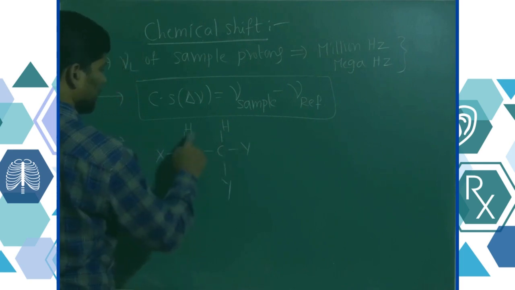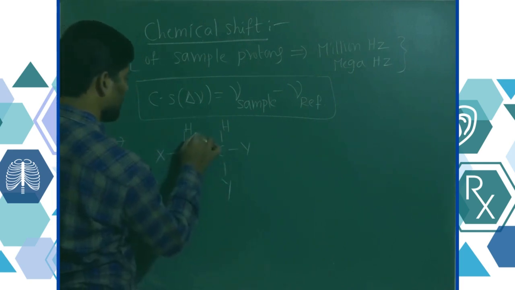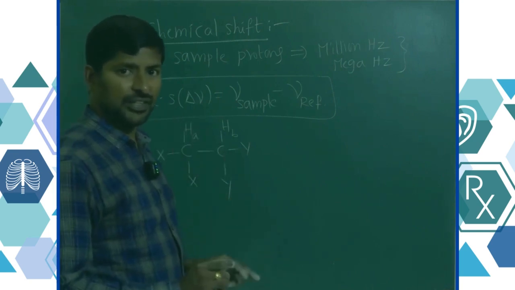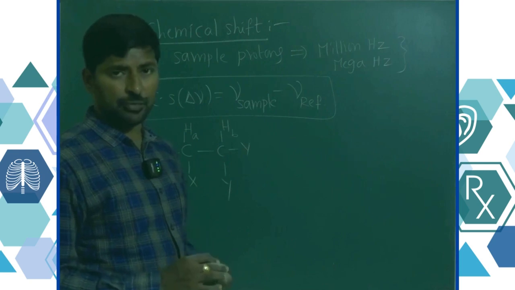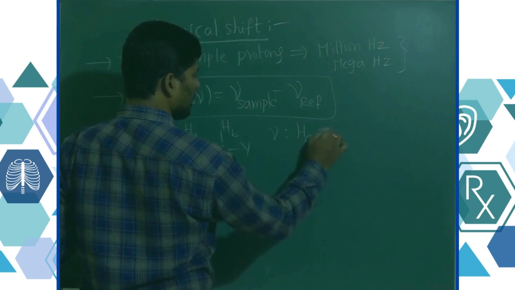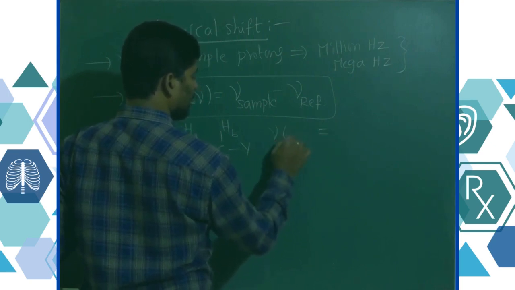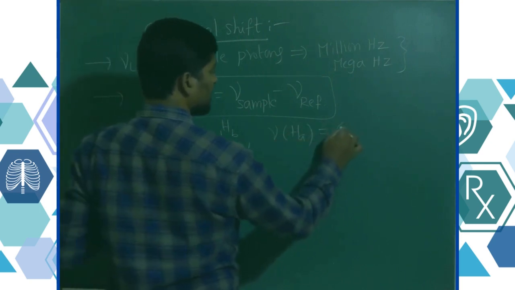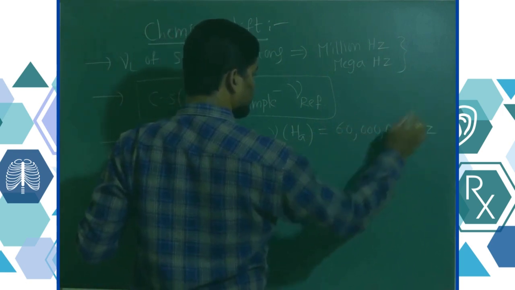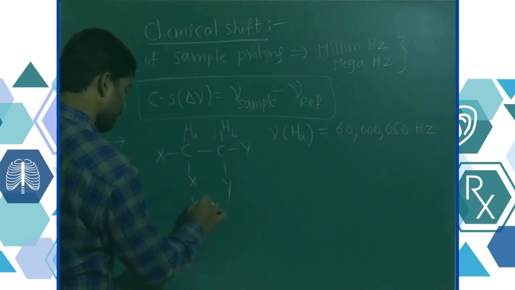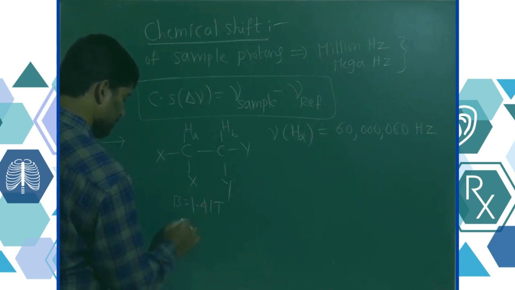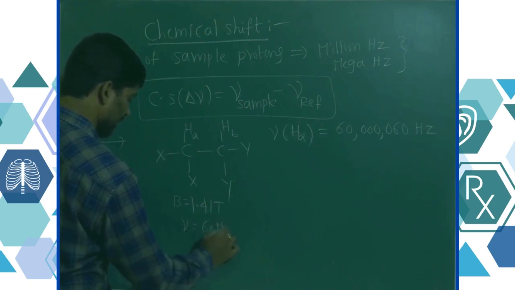What about the bonding connectivity of these two hydrogen atoms? Different. So this comes under A type, this comes under B type. So how many signals will we get? Two NMR signals. One corresponds to A, another corresponds to B. Let us consider the precessional frequency of the A proton is 60 million 60 hertz.